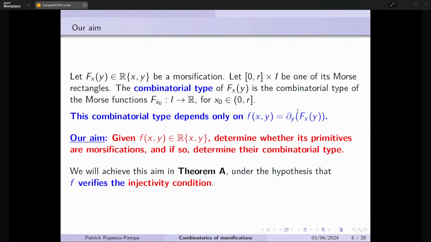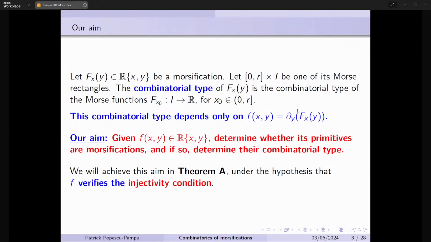So the question becomes, if we give a series like this of two variables, first, so you give an expression, this is a starting object, determine whether its primitives are Morsifications. One is a Morsification if and only if all of them are Morsifications, and all of them then will have the same combinatorial type. And if so, we want to determine this combinatorial type. So the question is to build a machine which transforms a series into a bi-ordered set. And that machine should first say, yes, there is a bi-ordered set there. It means I have a Morsification or not.